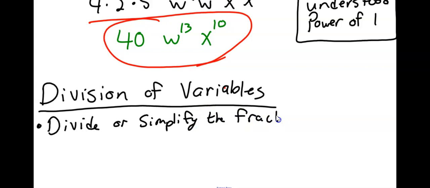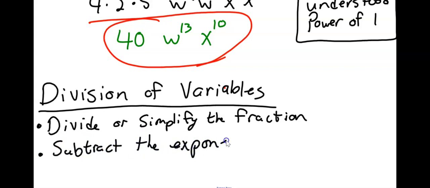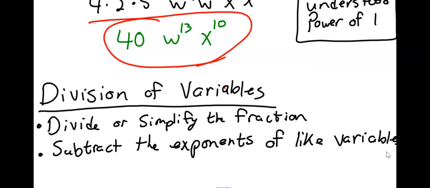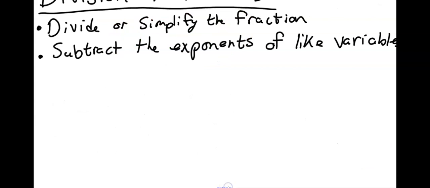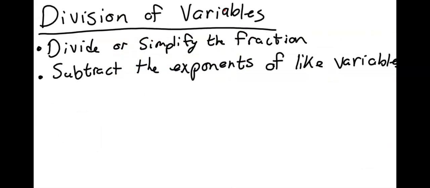Sometimes you actually can divide it. Sometimes, if the numerator is smaller than the denominator, then you can't divide it. You just have to simplify it. So depending on how the numbers go, you're either going to divide or simplify the fraction, and then you're going to subtract the exponents. And again, still like variables. So if you've got x's, you can subtract the exponents on the x's. If you have y's, you subtract the exponents on the y's.